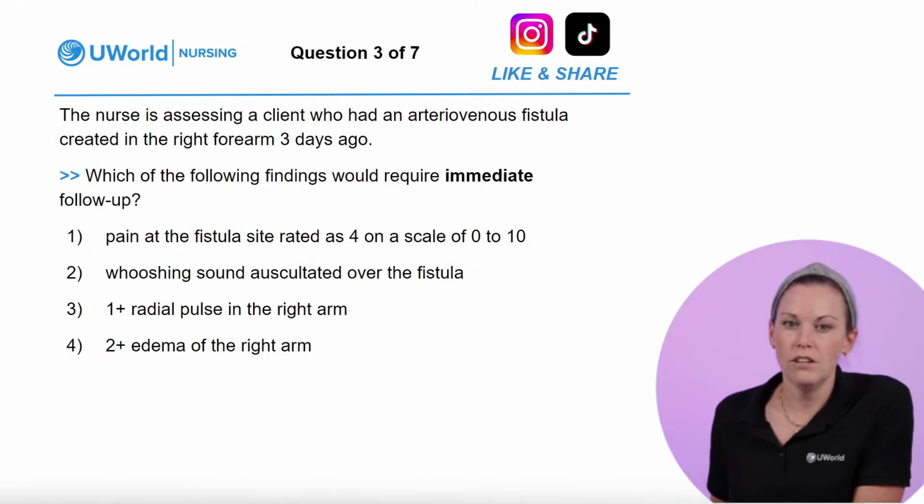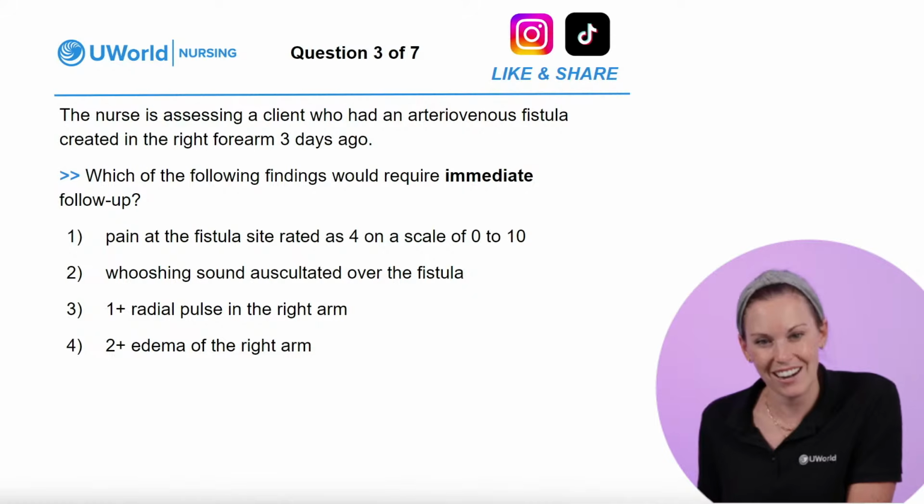Option 1, pain at the fistula site rated as 4 on a scale of 0 to 10. Option 2, whooshing sound auscultated over the fistula. Option 3, 1 plus radial pulse in the right arm. Option 4, 2 plus edema of the right arm.